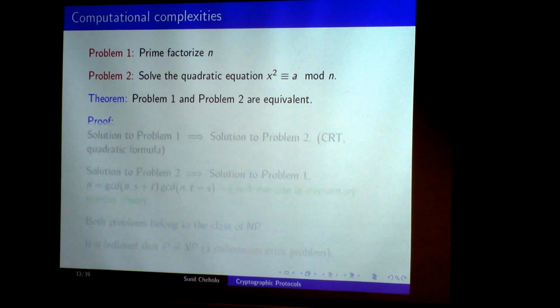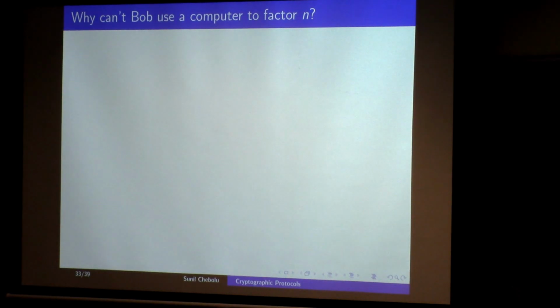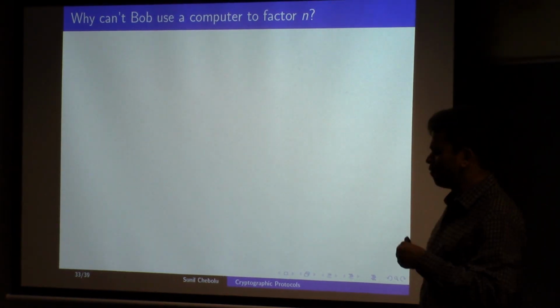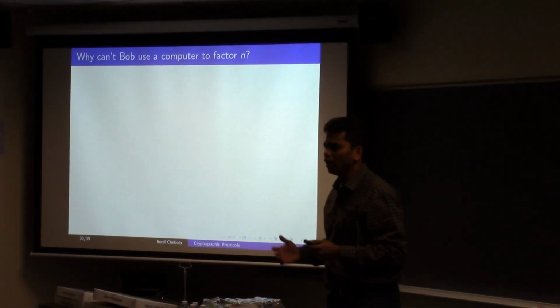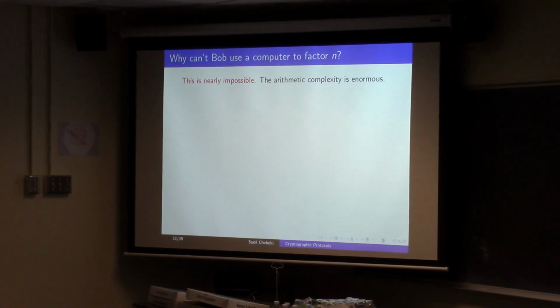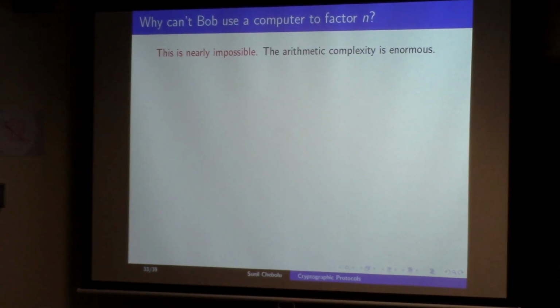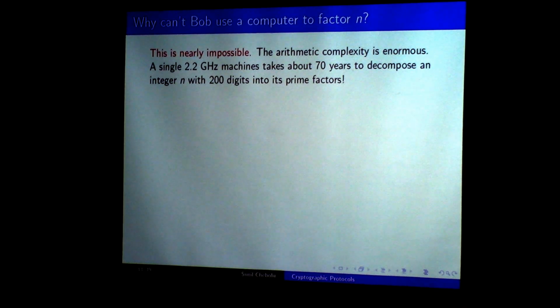Okay? So now you can ask, okay, there are all these super fast computers. Why can't Bob use a computer to factor n, right? And when I say it's a hard problem, sometimes it doesn't really sink in. What do we mean by hard? Just to give you some numbers, this is nearly impossible, and the arithmetic complexity is enormous. A single 2.2 gigahertz machine takes about 70 years to decompose an integer n with 200 digits into its prime factors. Right, just one machine, right?